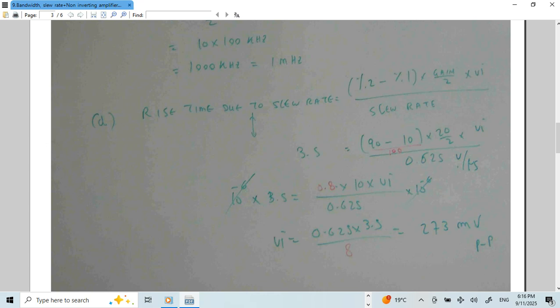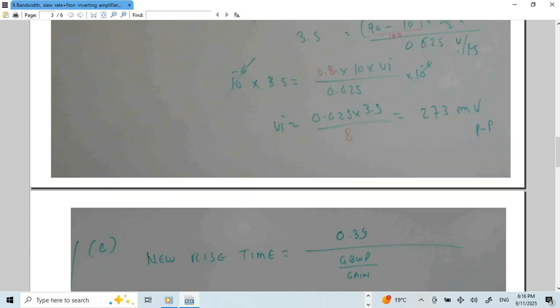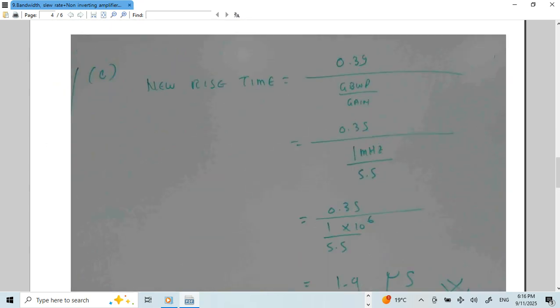Divided by K. K is already given as 5.5. So that way we get 0.35 times 1 times 10 to the power 6 divided by 5.5. So then we solve the gain bandwidth and we get 1.9 microseconds. So this is the final answer.